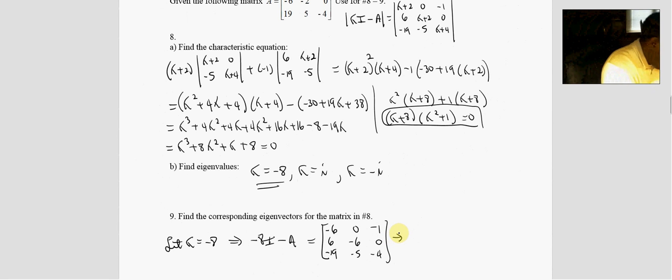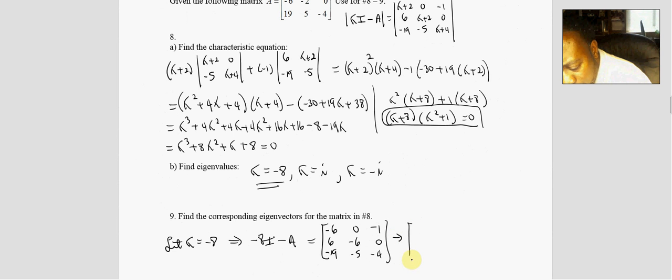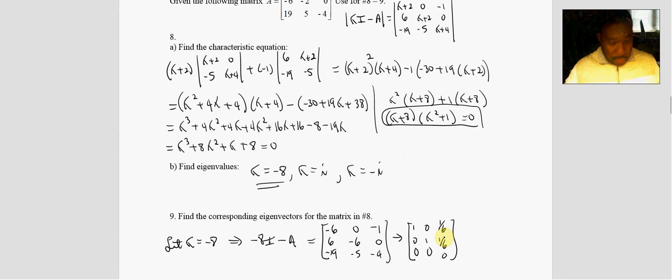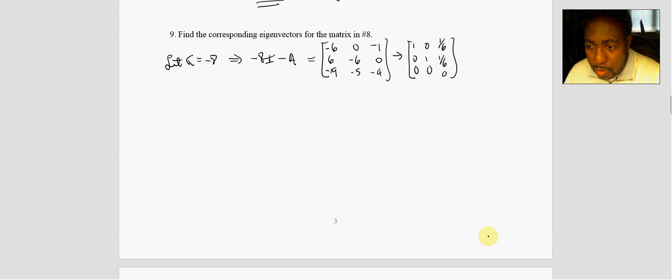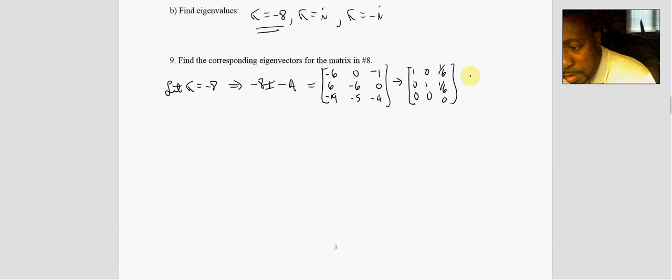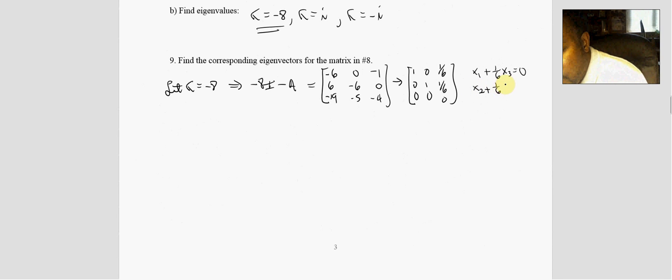And then negative 8 plus 4 is negative 4. Reduce this matrix down, and when you do that on your graphing calculator, you end up with 1, 0, 0, 0, 1, 0, 1/6, 1/6, and 0. So here, notice that this is x sub 1 plus 1/6 x sub 3 equal to 0. And the second equation is x sub 2 plus 1/6 times x sub 3 is equal to 0. So x sub 1, x sub 2 depends on x sub 3.